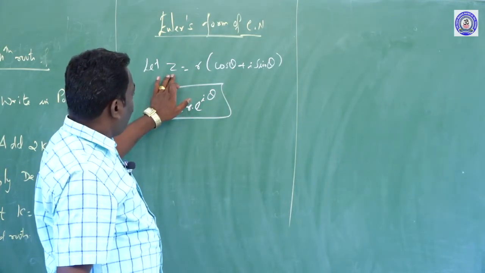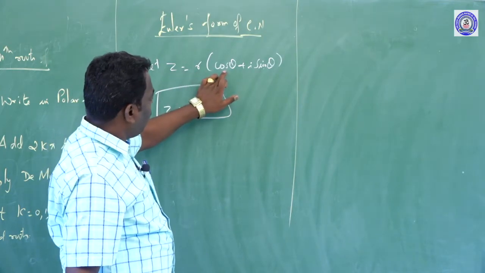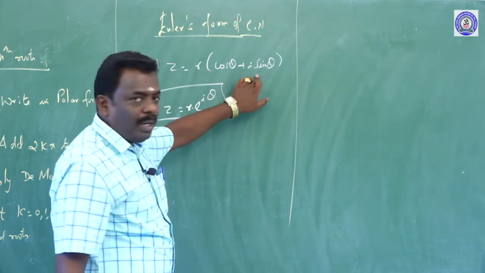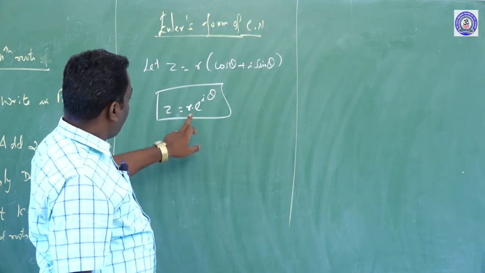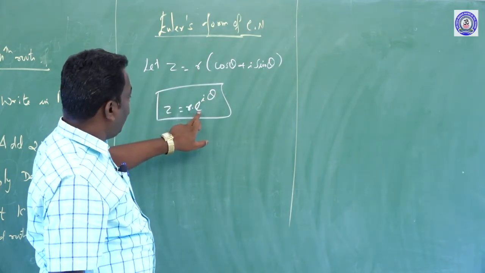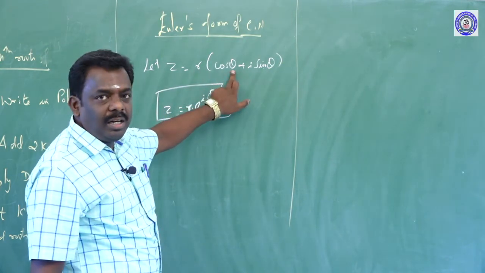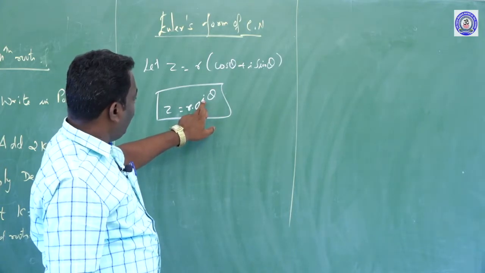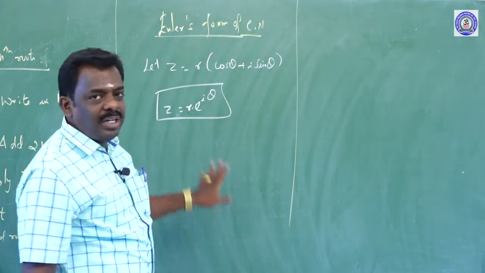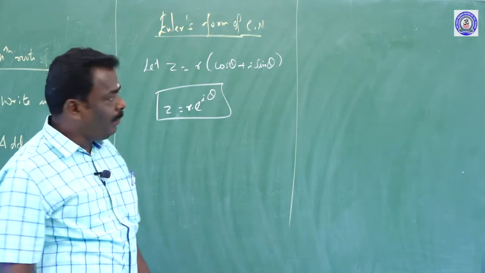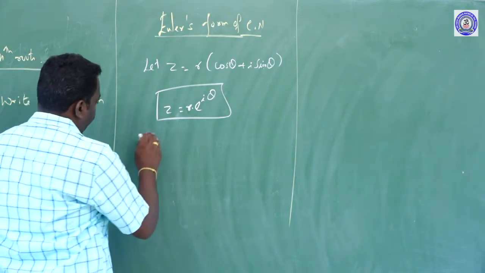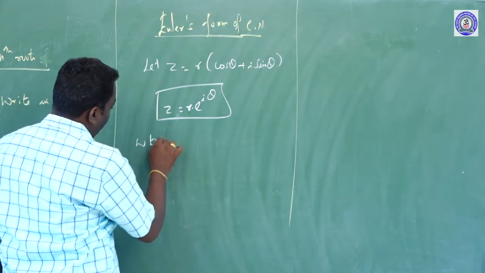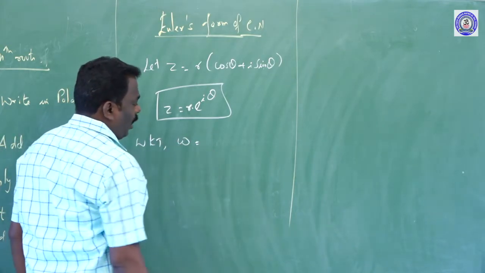The polar form of a complex number defined by r into cos theta plus i sin theta is called the polar form of a complex number. In Euler's form, r is called a scalar and theta is called the argument. e power i theta is called the exponential form or Euler's form of the complex number.